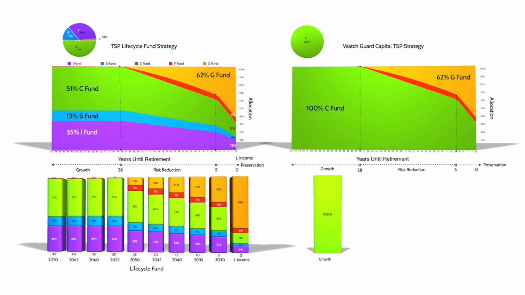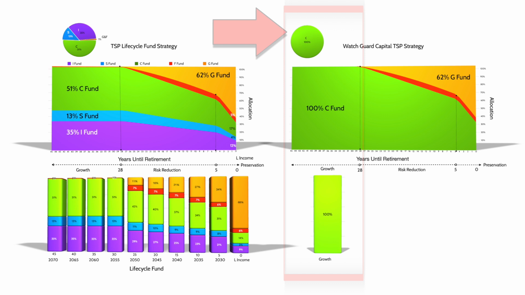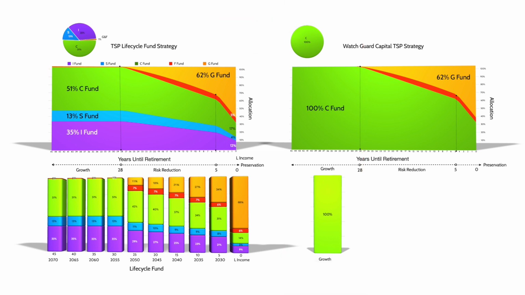I would not recommend investing in TSP's lifecycle funds if you are more than 28 years out from retirement because their 51% C, 13% S, and 35% I allocation appears to be suboptimal, and instead would recommend 100% in the C fund, and I'm fine with the level of diversification the 500 companies inside the C fund offer. Now it's time to move on to question number 2.